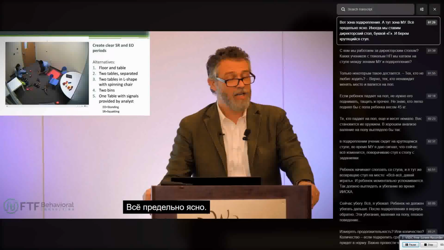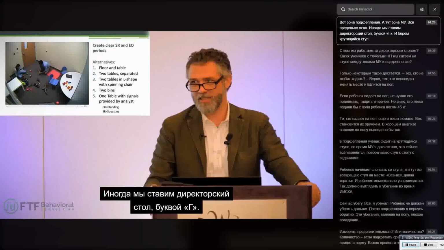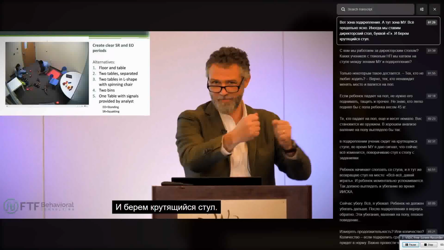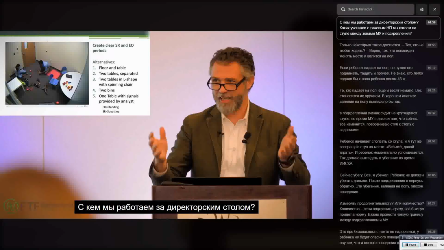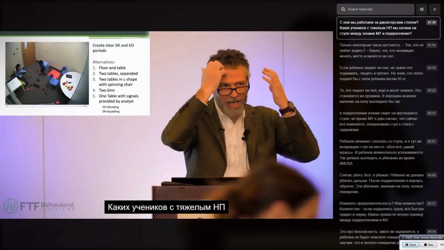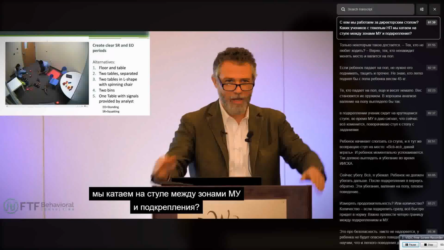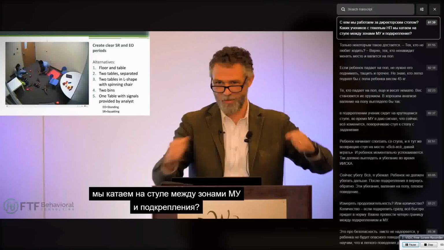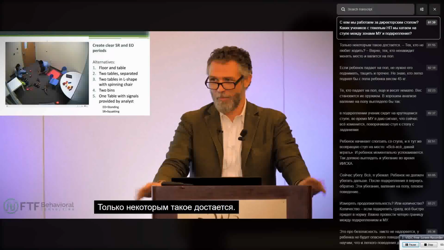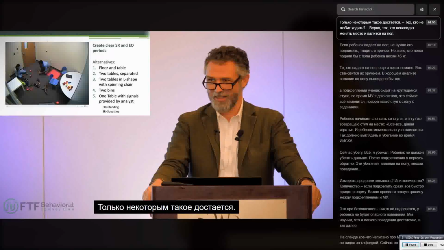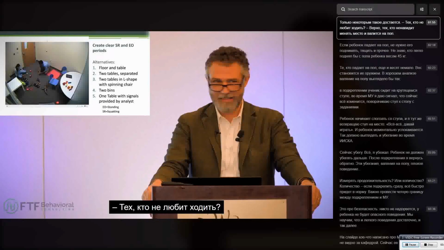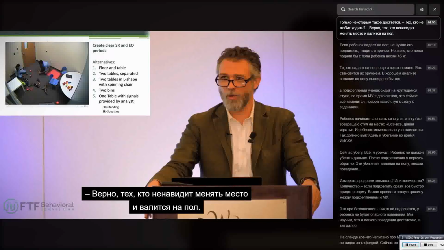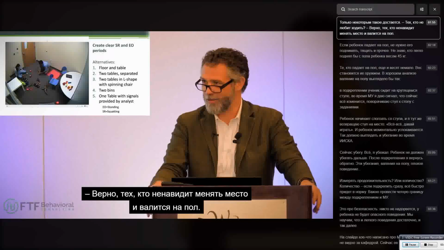Really clear. For some learners, we have what we call the executive desk arrangement. It looks like an L. And then we have a roller chair. Who do you think gets the executive desk arrangement? Think about the kind of learner with severe problem behavior. Who gets the L desk with a rolly chair that we just move between EO and reinforcement? There are particular learners that get this arrangement. The ones that don't want to walk from one place to another? Thank you. The ones that struggle walking from one place to another, otherwise known as those who flop.